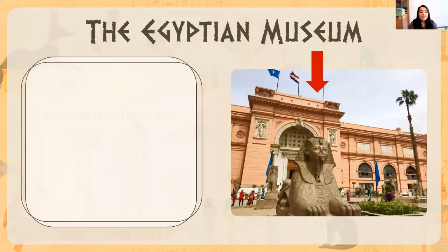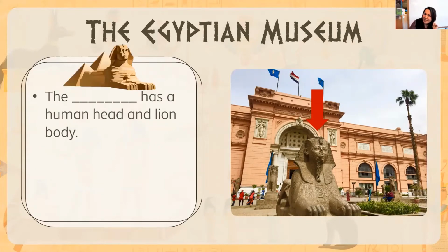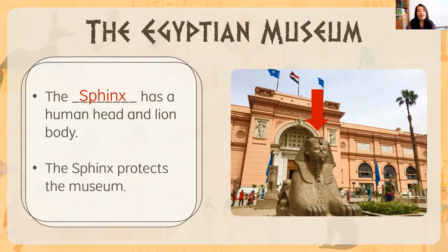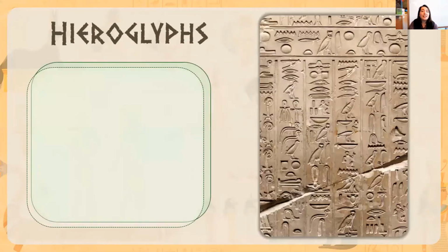Let's talk more about this. What is it? Sphinx, very good. The Sphinx has a human head, so a man or a woman's head, but the body is a lion. So the Sphinx has a human head and a lion body. The Sphinx protects the museum from anything bad. Let's talk about the hieroglyphs.